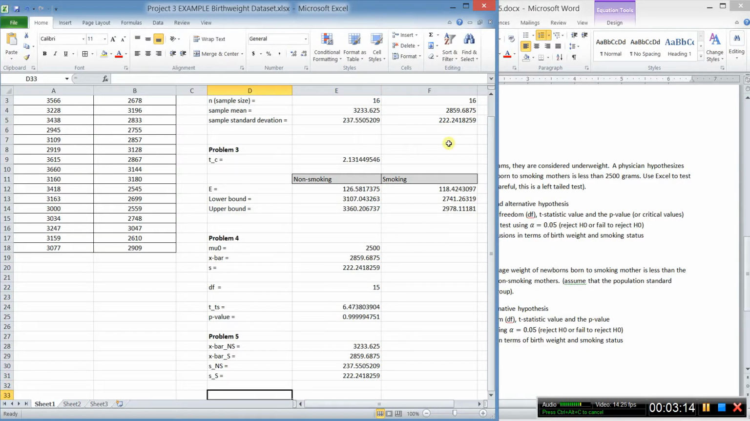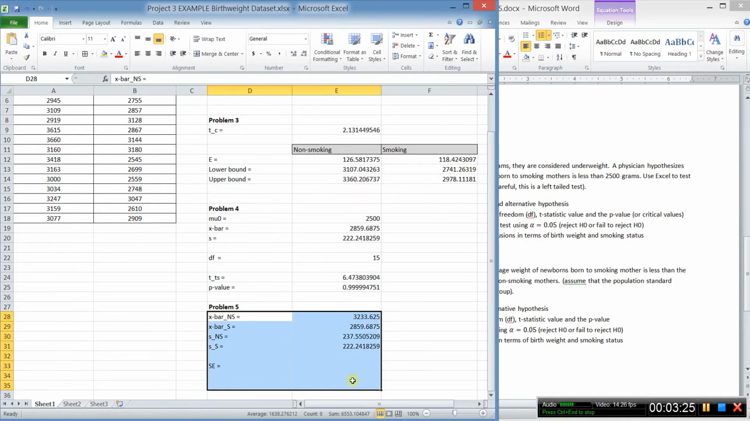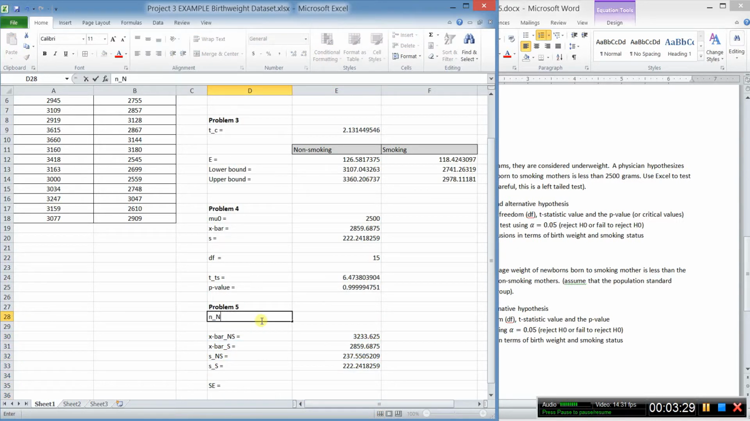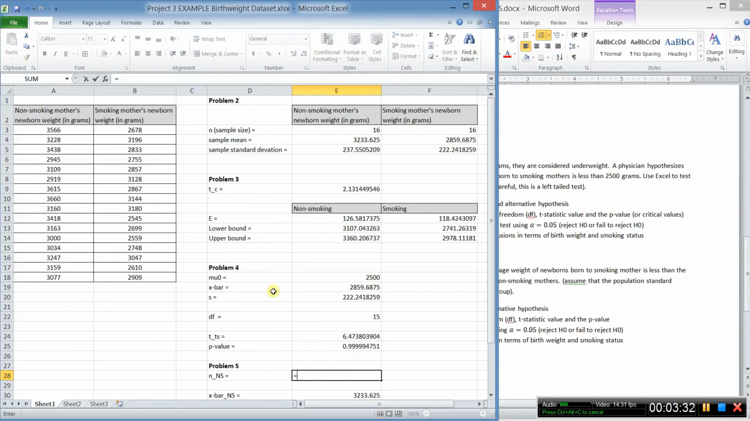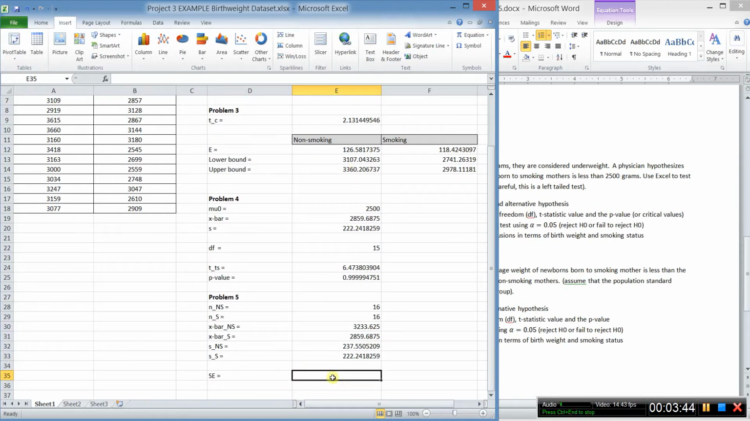Okay, so now I'm ready to go ahead and calculate the standard error. One more thing I should add is a sample size for both of these groups. So n for the non-smoking group is 16 up here, and n for the smoking group is also 16. So the standard error is the square root of s1 squared divided by the sample size for the first group plus the standard deviation for the second group squared divided by the sample size for the second group, close the parentheses. Press enter. So there's the standard error.